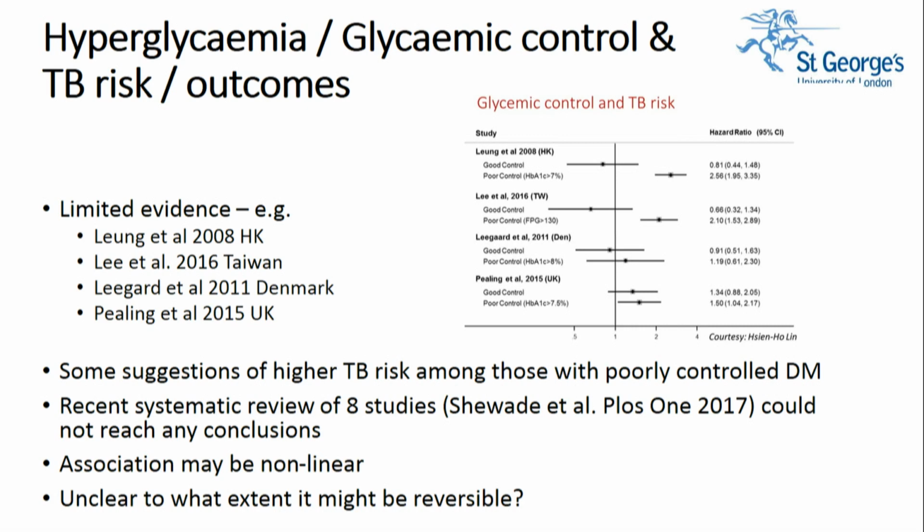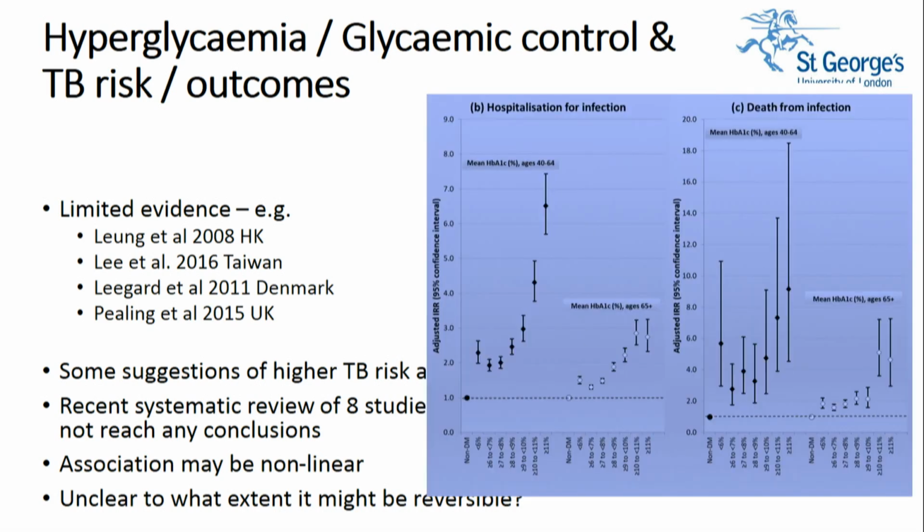And indeed, even the classic trials of diabetes control, only one of those actually really reported on any infections as an outcome, DCCT and EuroEDIC, although it did find some suggestions of reductions in risk of infections with better glycemic control. So we think glycemic control might be helpful, but we don't have much direct evidence.